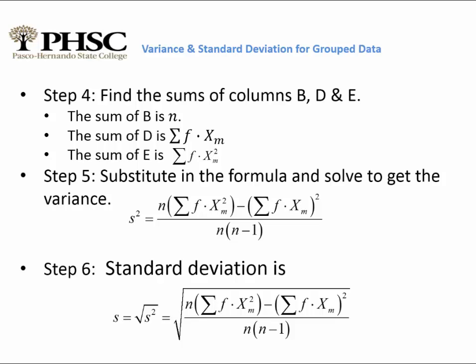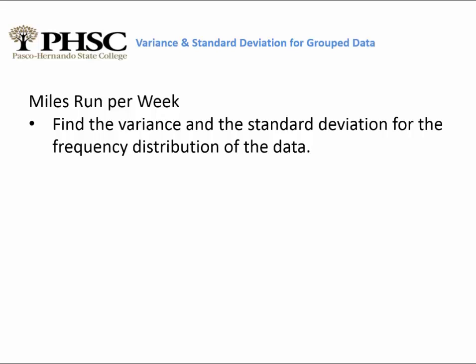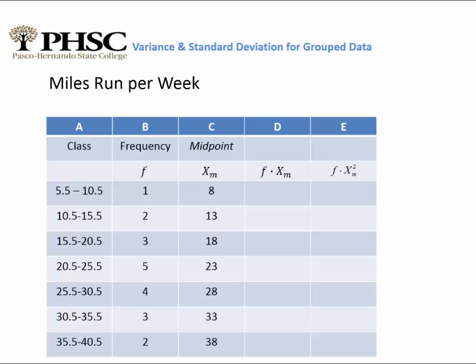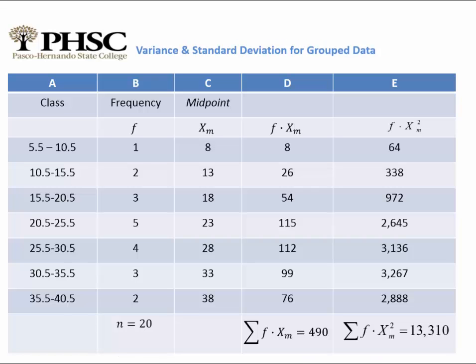So here we have the miles run per week. We're going to find the variance and standard deviation for the frequency distribution here. Here we have all of our columns: a class, a frequency, and a midpoint. At this point, we're going to fill in column D, and we've done that previously. The next thing is we're going to do column E. Here we can see that we get 64, 338, and so on. And then we sum up column B, column D, and column E.